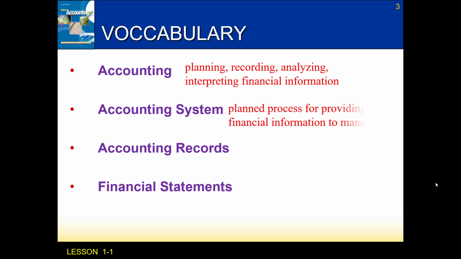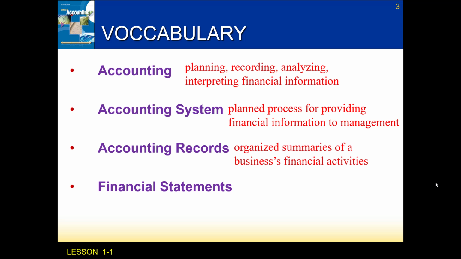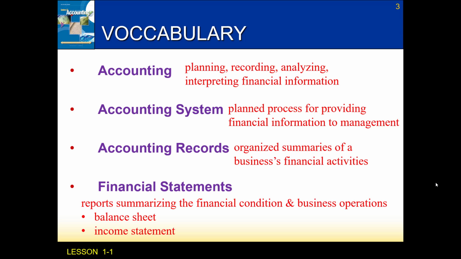So that is accounting. Now, in order to plan, record, analyze, and interpret financial information, we have to have what's called an accounting system. So the system is the process that allows us to do all those things mentioned above, and then to take that financial information and give that to management. Accounting records are the summaries of the business's financial activities. And when we have financial statements, those are the actual reports that summarize the overall financial condition and business operations. And we're going to have two financial statements that we learn how to create in this class. We're going to have a balance sheet and an income statement.